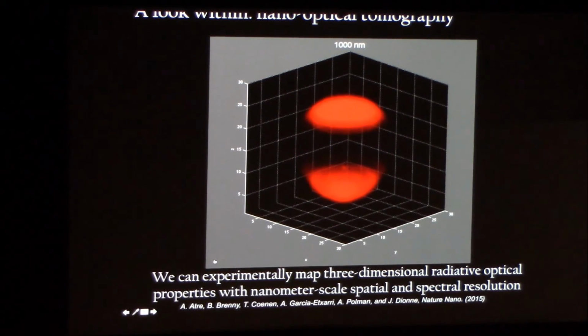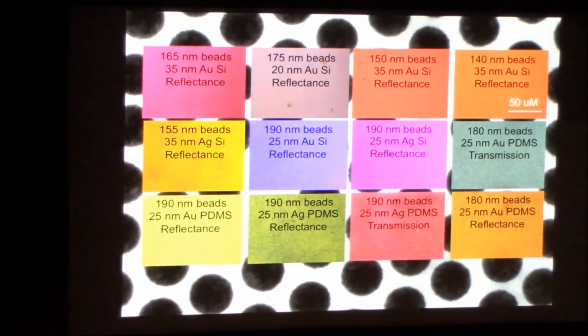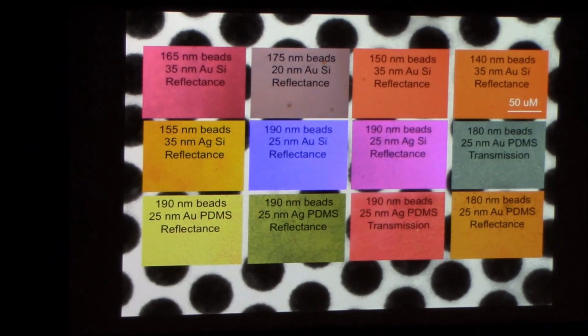So I think this is a really cool technique that we've termed nano-optical tomography, basically allowing us to visualize light matter interactions with about 10 nanometer voxel resolution across visible and near infrared wavelengths. So this is an individual crescent. If we make large area crescents, actually brings me back to my title slide.